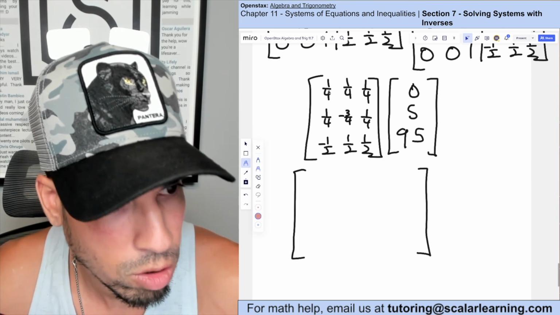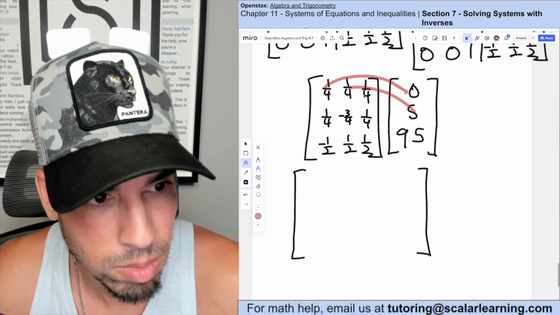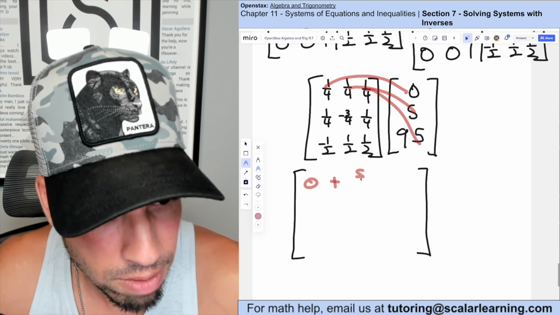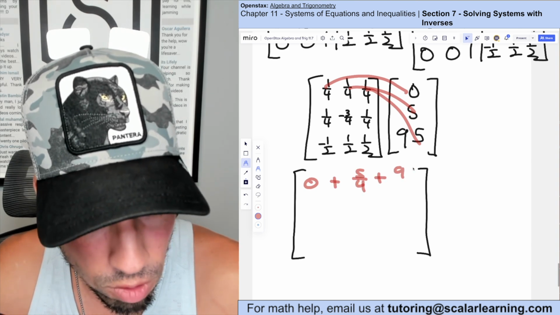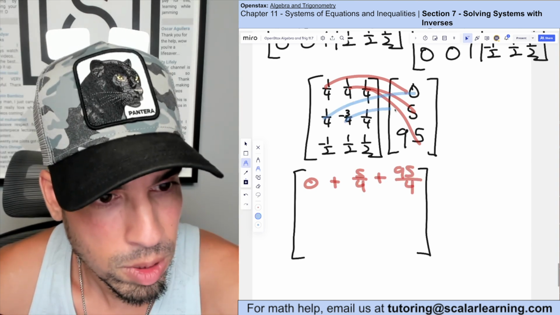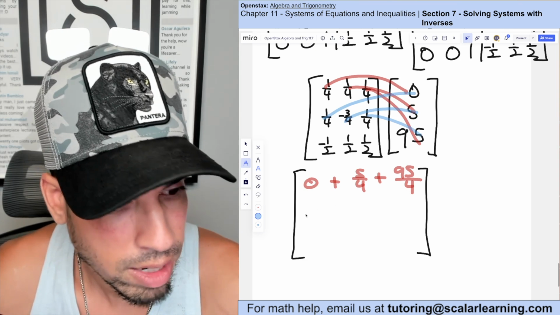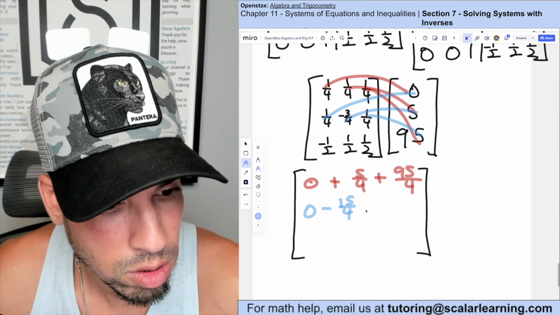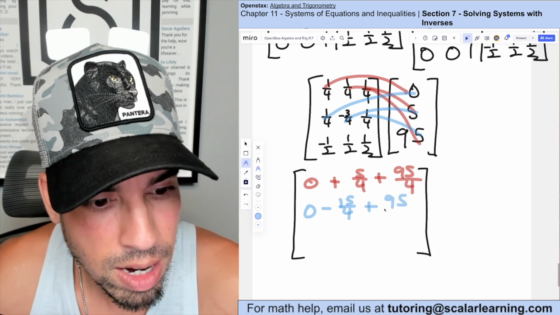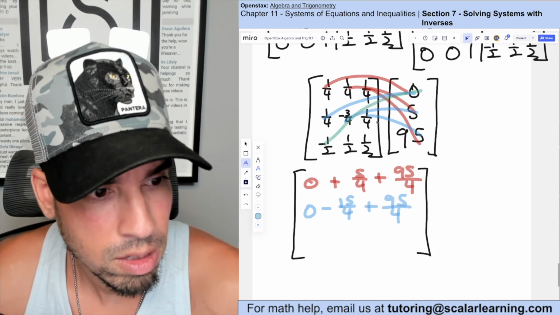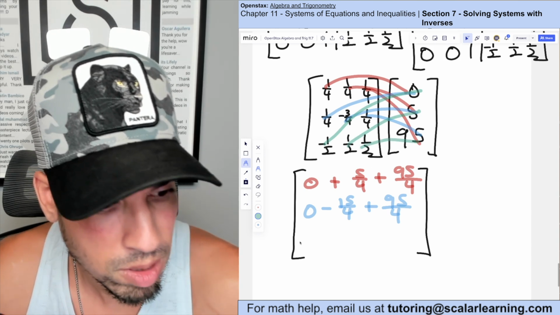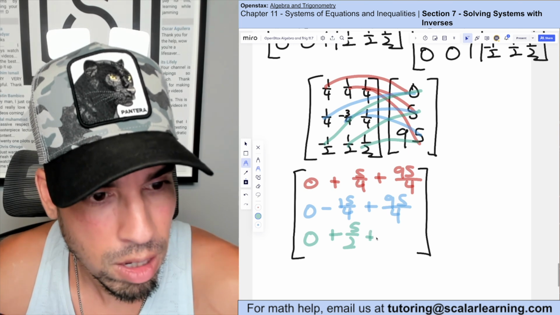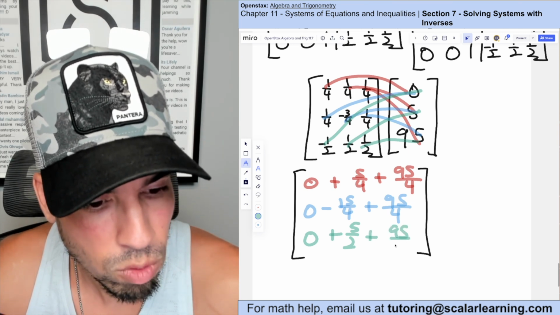We're going to do a little color coding, and we got this times this, plus this times this, plus that times that, which is 0 plus 5/4 plus 95 over 4. Then we got this times this, plus this times this, plus this times this. That is going to be 0 minus 15/4 plus 95 over 4. And then we got this times this, plus this times this, plus this times this, which is 0 plus 5 over 2 plus 95 over 2.